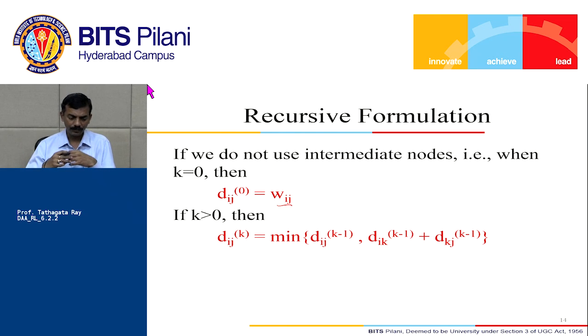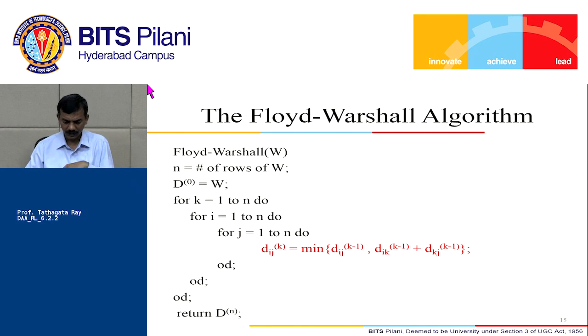If there is no edge, then it will be infinite, just like your weight. If k is greater than 0, that means k is equal to 1 or 2, then d_ij^k is nothing but the recursive formula we have just given. So finally, we have an algorithm, and that's what is called the Floyd-Warshall algorithm.